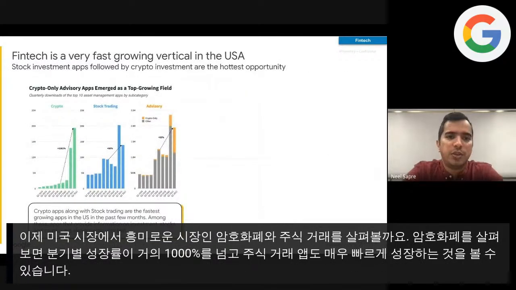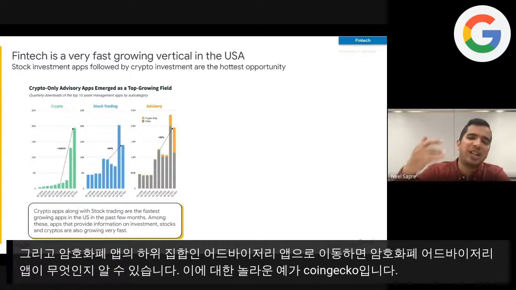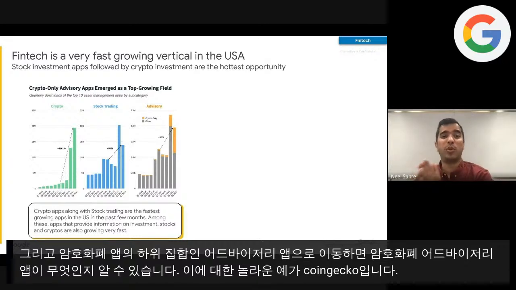Now, when we look at the US market, there are some very interesting points over here. So let's only look at crypto and stock trading, or what we call new age fintech that has risen from California. What we see over here is crypto apps have grown quarter on quarter almost 1,000%, right? And we see stock trading apps also growing very fast. But if we go into yet another subset of crypto apps, we see that crypto-only apps have grown very fast when it comes to advisory apps.